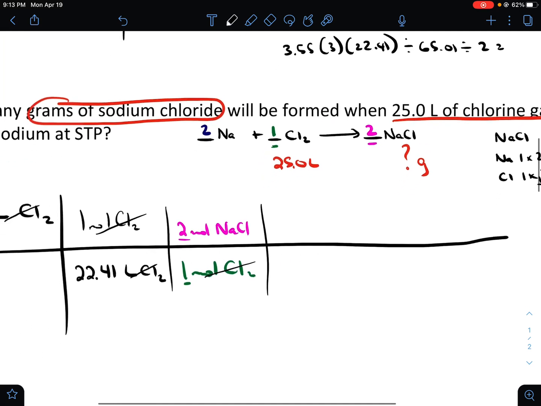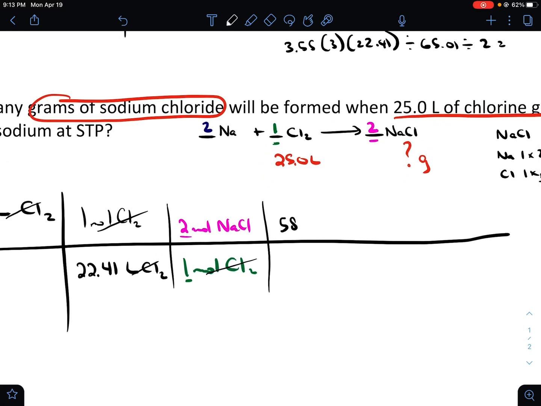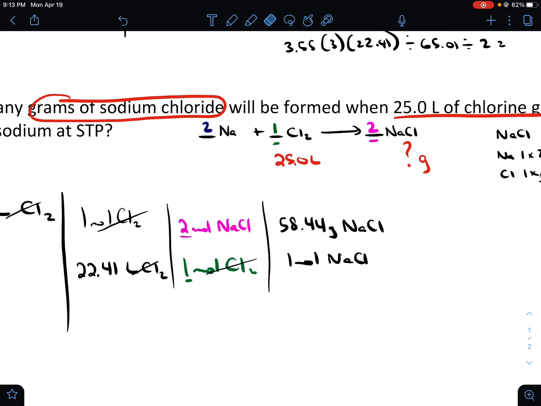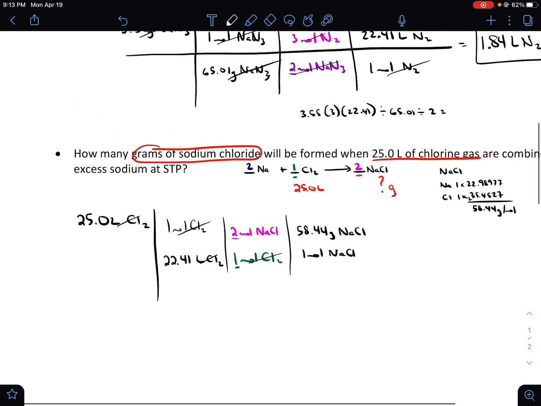All right. And so we've got 58.44 grams on bottom of NaCl, 1 mole of NaCl on top, or on bottom. Man, I got that mixed up. Hopefully you were following around with what I said instead of what I was doing. So 58.44 goes on top.